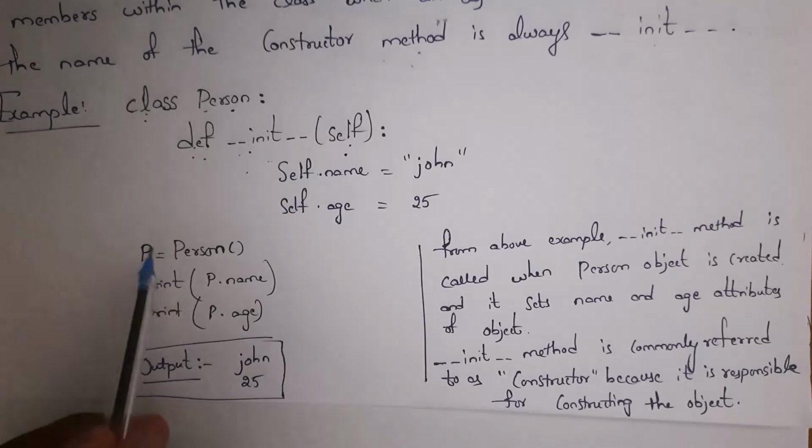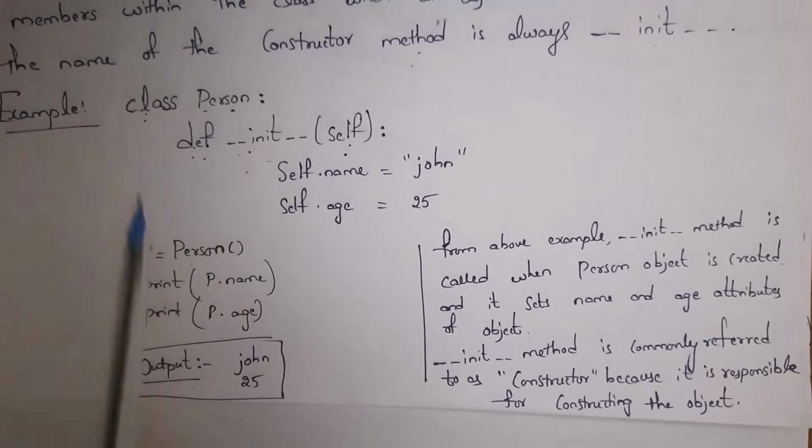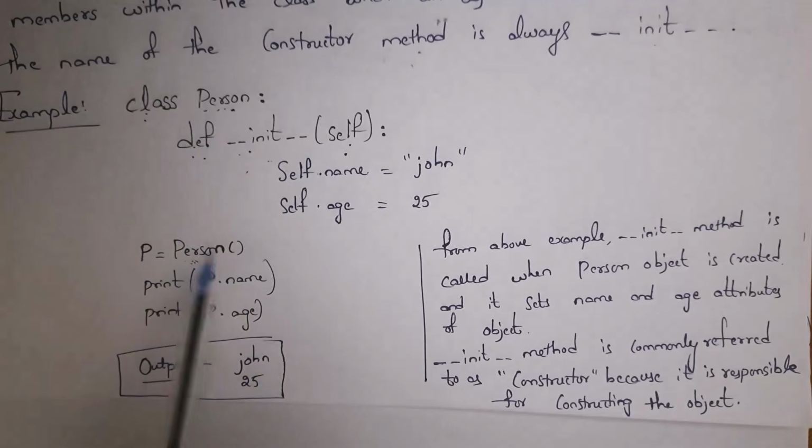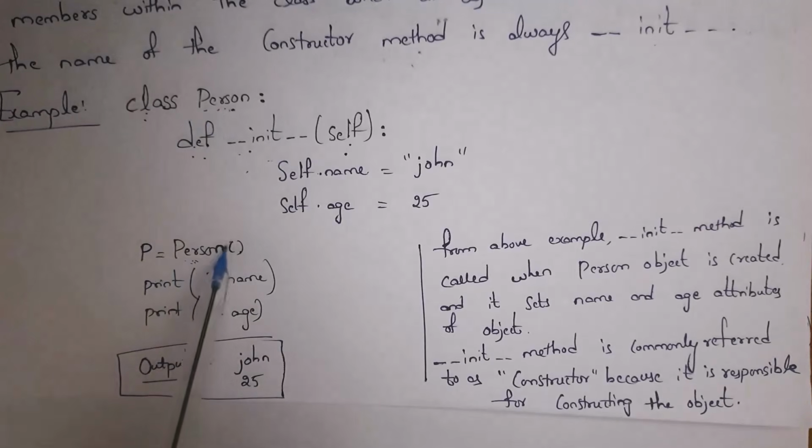p equal to, guys, object is nothing but, here the class name is Person. So whenever you write the class name and take brackets, then we call it an object. Here the class name is Person, so I took Person and gave brackets. So we call this Person an object.